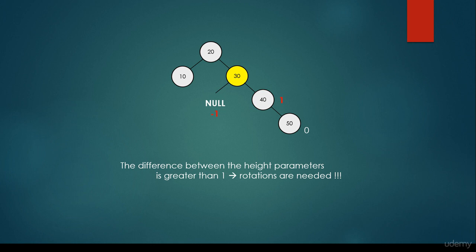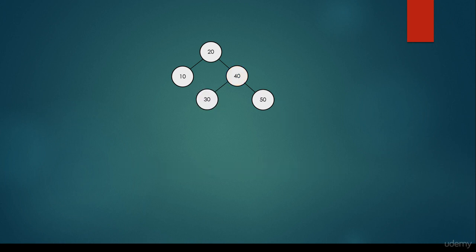This 30 has a left subtree with the null pointer, basically with height parameter -1, and the right subtree starting with the node 40 with the height parameter 1. The difference between the height parameters is greater than 1, so we have to make a rotation. This is basically the doubly right heavy situation, so we just have to rotate this node 30 to the left. Okay, let's keep on inserting items.